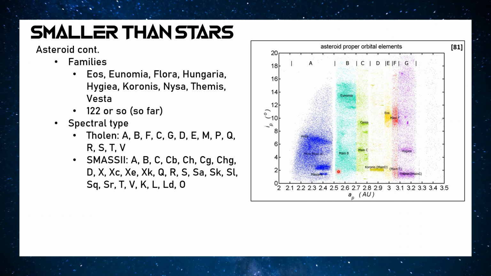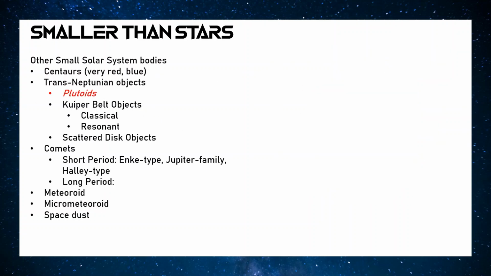And this is a picture just of some of the orbital elements split out into different types, like the different families, or the spectral type, like the main E, main B, main C, shown here, but then also like Eos, which is a family. Okay. Looking at other small solar system bodies or minor planets, whatever you want to call them.